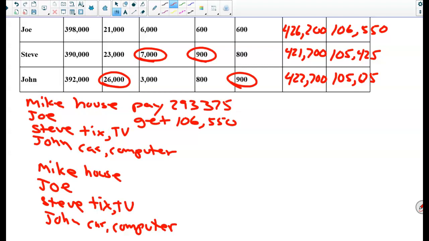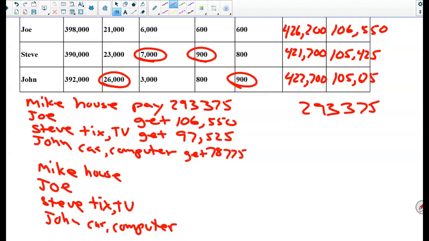Steve's items are $7,900. So when I subtract that from the fair share, Steve is going to get $97,525. And finally, John, the car and the computer is $26,900. We subtract that from $105,675. And we're going to get $78,775.